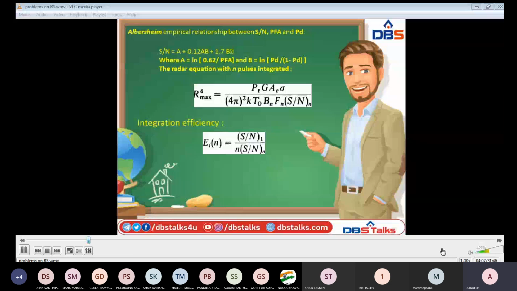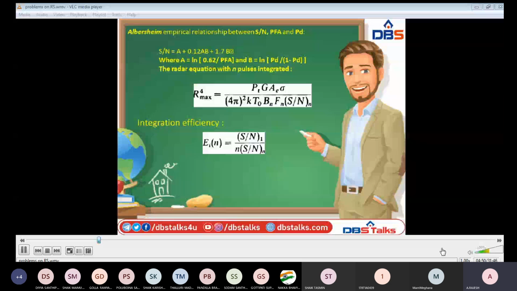The Albersheim empirical relationship between signal to noise ratio, probability of false alarm, and probability of detection is given by S by N equals A plus 0.12 AB plus 1.7 B, where A is the logarithmic value of 0.62 divided by probability of false alarm, and B equals the logarithmic value of probability of detection divided by 1 minus probability of detection.